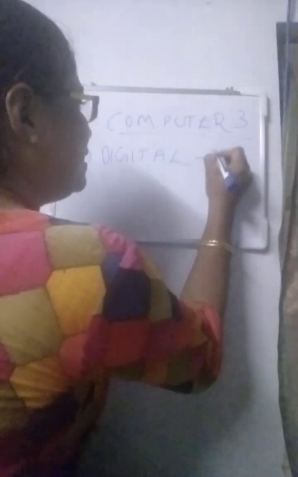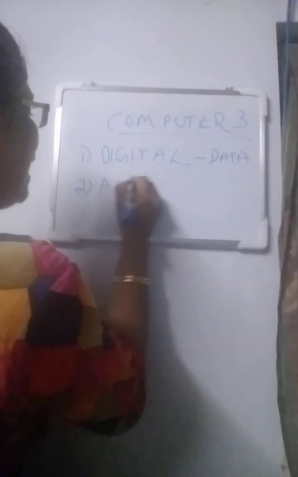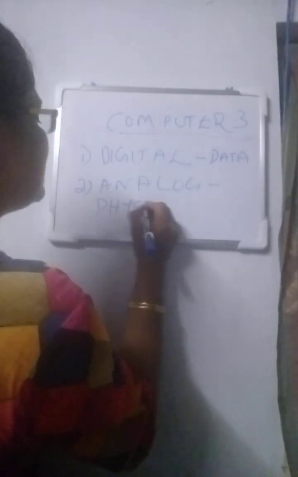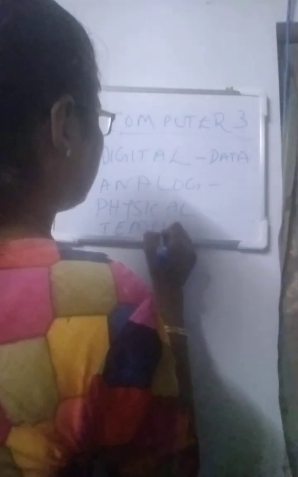Digital computers consist of processing large amount of data. Okay, data processing. The digital computers are used to process large amount of data. Analog computers are used in order to measure physical quantities such as temperature, volume, pressure, etc.